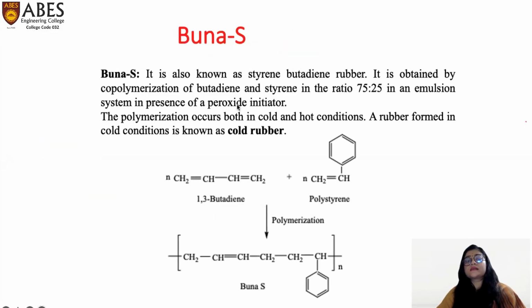Buna S is also known as styrene butadiene rubber, because the monomeric units include butadiene, that you can see the molecule over here, and styrene, which is the molecule over here. They both are taken in the ratio of 75 to 25, that is 3 to 1, and an emulsion system is taken, and the initiator molecule is peroxide. That means the reaction is addition polymerization. These two molecules just add together to give a polymer chain known as Buna S. The polymerization occurs both in cold and hot conditions. If this kind of process occurs in the cold condition, we call it cold rubber.